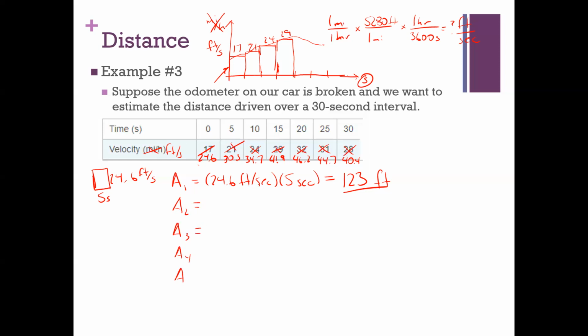I'll ask it this way. How much time does our first area account for? So how many areas might I have to find? I'm going to need to get 6 of these little subintervals that all represent 5 seconds. How many speed measurements do I have? I have 7. So what does that mean I need to do? I need to disregard 1.